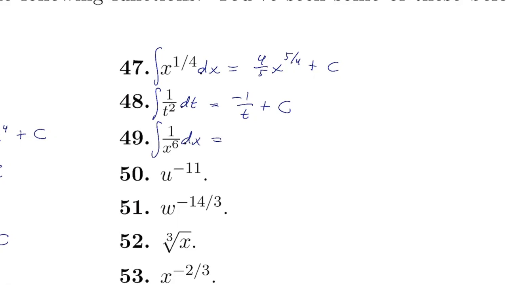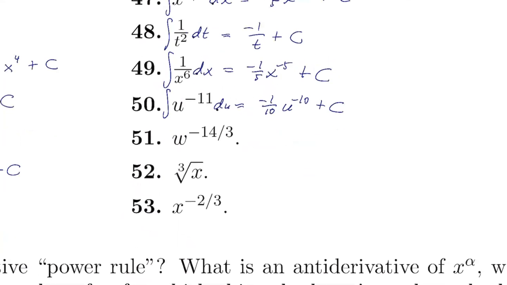This one is -1/5 x to the -5. And differentiate that to check. The -5 comes down in front. This one is -1/10 u to the -10. Okay. -14/3. You add 1, you're adding 3/3. So you're getting -11/3. So I think this is -3/11 w to the -11/3 plus c.